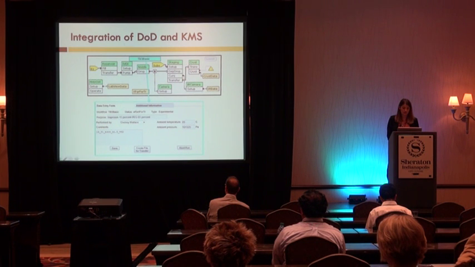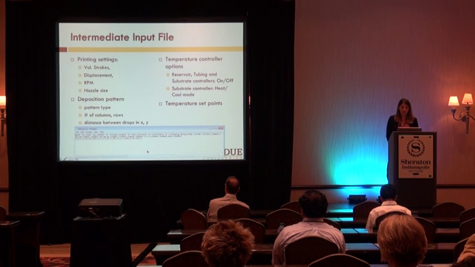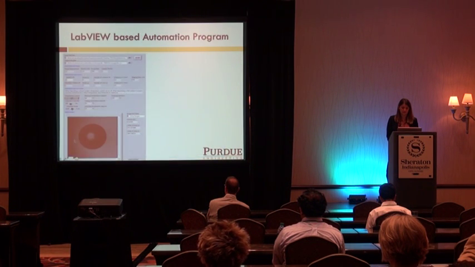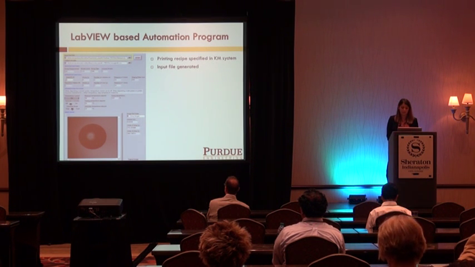And then after that, you can go back to the workflow icon and then create a file for transfer, which will generate an intermediate input file. It contains printing settings and deposition pattern and the temperature controller options and temperature set points, which we just specified in the KMS. It is a CSV file and it has this format. The first line has the parameters, the second line the units, and the third line the numeric values corresponding to those parameters. So we upload this intermediate file to the LabVIEW-based automation program.